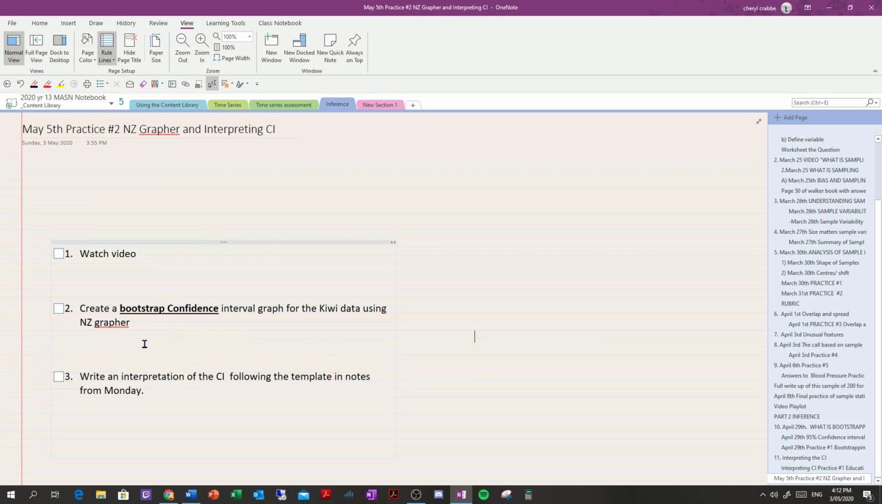You're going to place it in here on this page, and you will practice creating a confidence interval for the Kiwi data using NZ Grapher. Then you're going to write an interpretation of that CI that you see there, based on the notes that we have from the previous day.